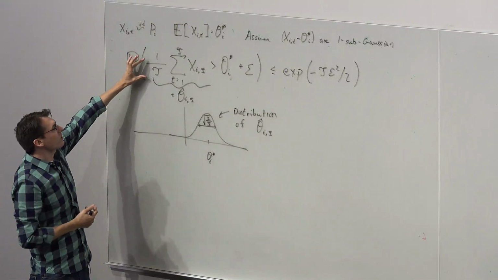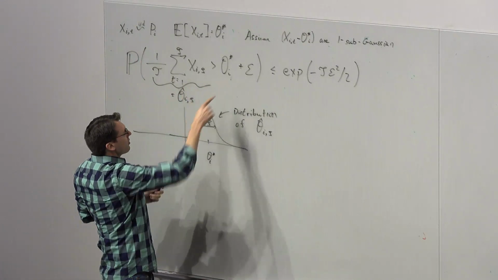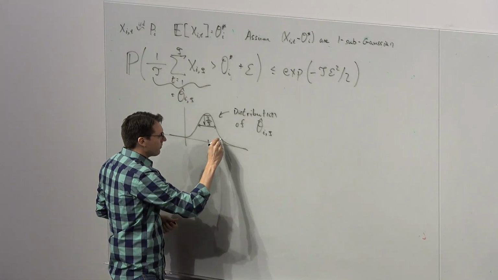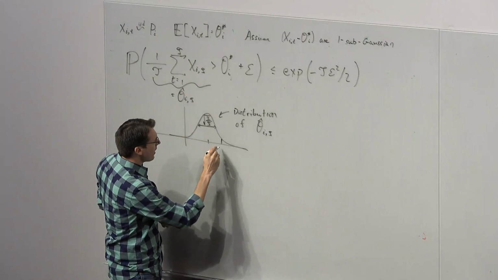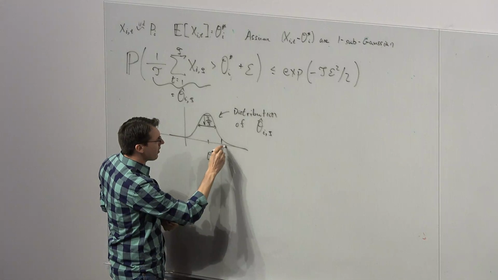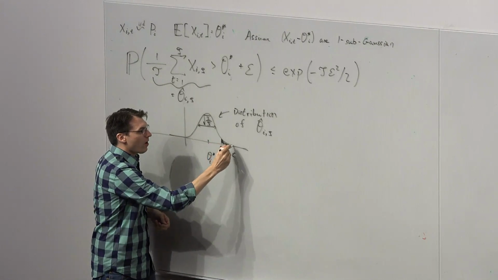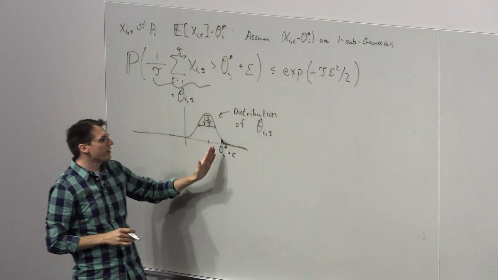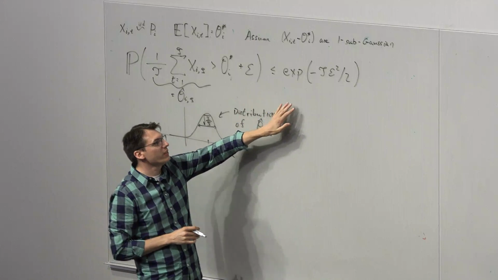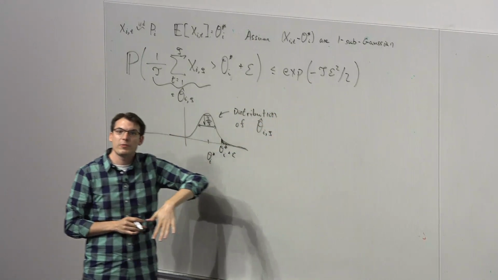And that's what this expression is saying, a one-sided inequality, in particular greater than epsilon. If this point here is theta i star plus epsilon, it's saying what's the probability that the empirical mean is greater than this value. And it's less than or equal to something that decreases exponentially in both epsilon squared and tau.